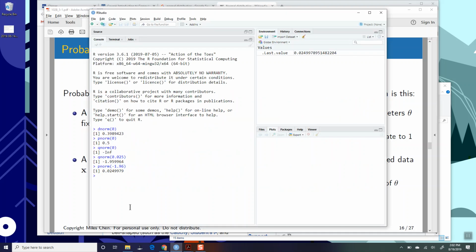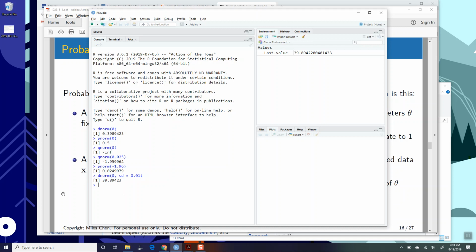So a PDF itself. If I do a D norm of say 0, how can I get D norm of 0 to go over 1? Standard deviation I can set to like 0.01. And if I set the standard deviation to 0.01, my D norm is now like 39, it's 100 times bigger, because my standard deviation is 100 times smaller. So that's easy. But if I integrate D norm across all possible values, I will get 1.